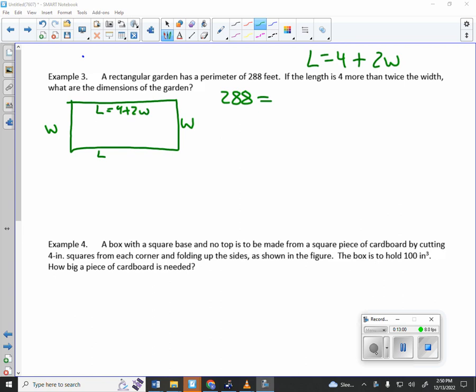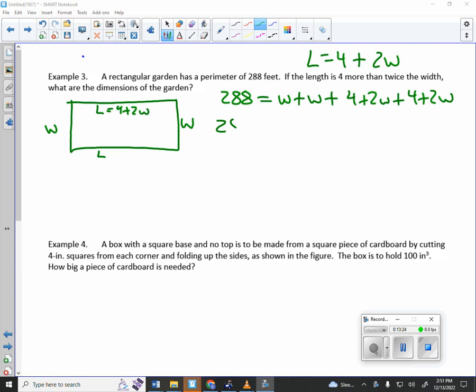So that would be w plus w, or if you chose x, you'd have x plus x. And then I'm going to add the top and the bottom. So I'll do a 4 plus 2w and a 4 plus 2w. Everybody clear how I came up with that? Any problems with that?